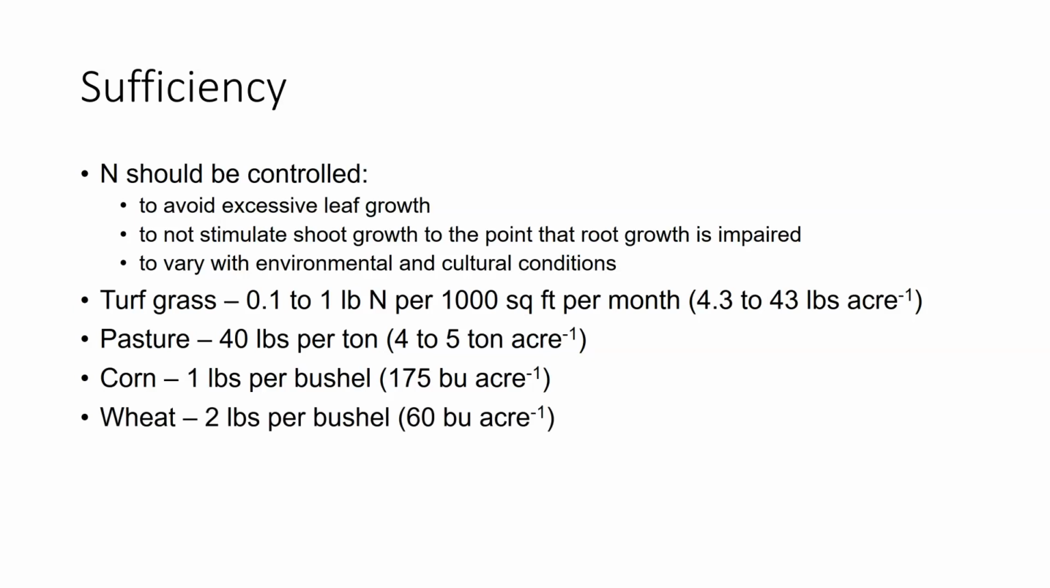Wheat, 2 pounds per bushel, you're looking at 60 bushels per acre. So that's about 120 pounds per acre. If we look at sorghum, we're looking at 1 pound per bushel. We're looking at about 90 bushels per acre, which means you're using about 90 pounds. You can see that even among these crop plants, you have different amounts of nitrogen that can be used in order to have a sufficient amount for maximum growth.